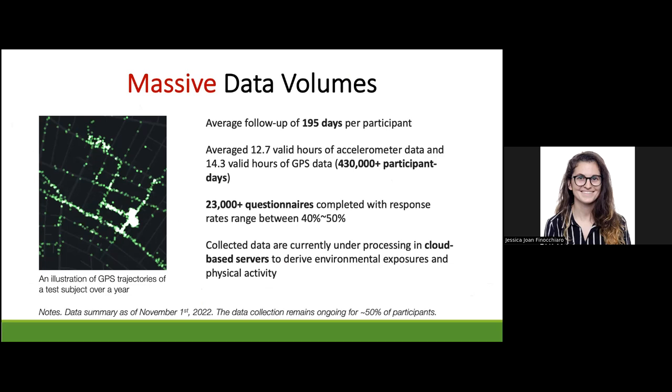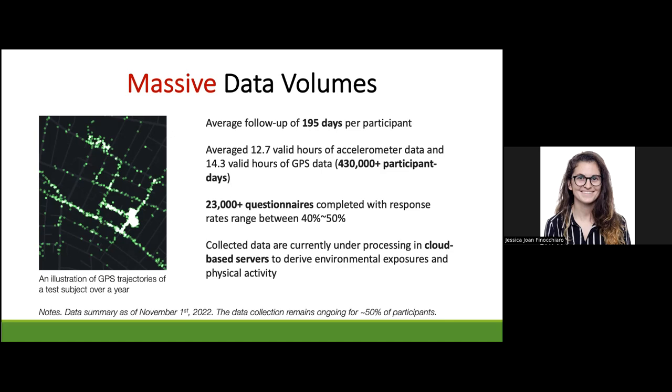We have now, this is from November, so there's 195 days per participant. We have many more days now. We're averaging about 13 hours of accelerometer data and 14, it says valid hours. I'm not sure exactly what the cutoff is for validity there. But a pretty good number of hours of data per person for both of those metrics, and then 23,000 questionnaires. Our response rate is only about 40-50% on a given questionnaire.